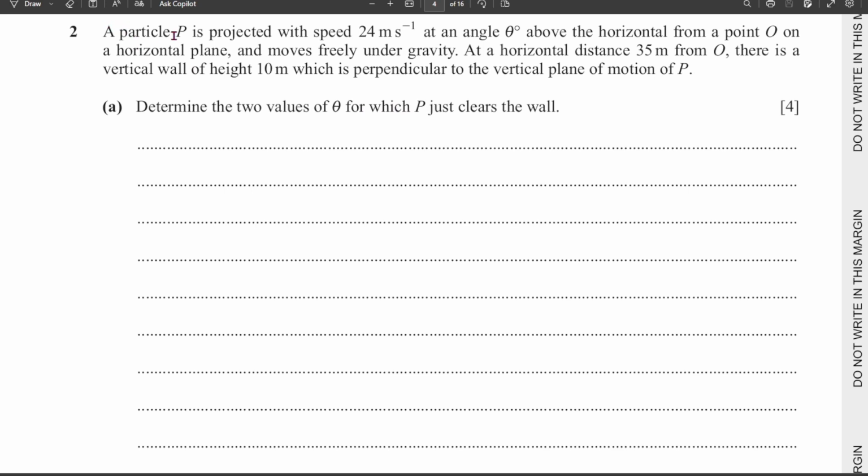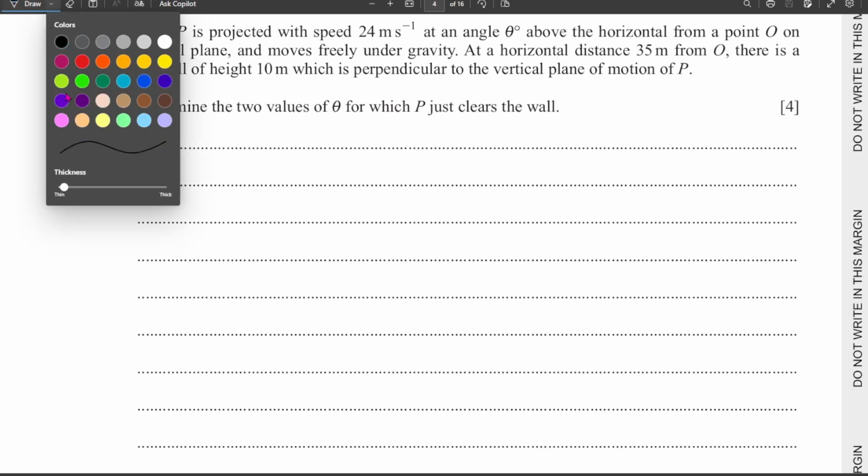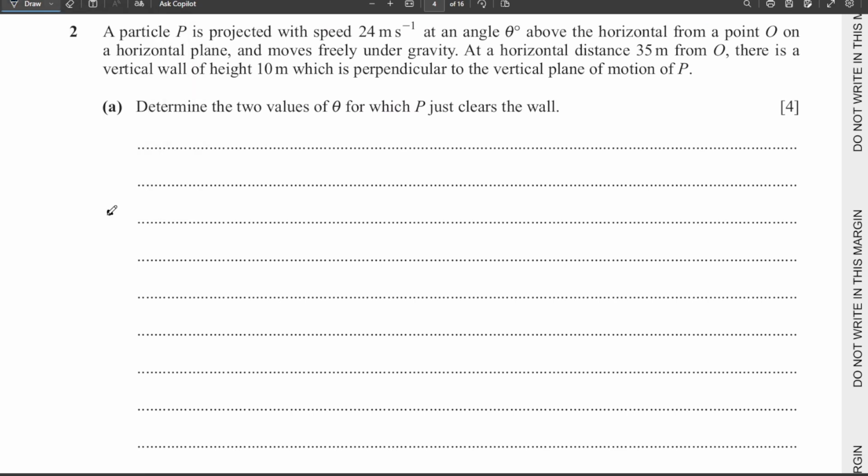Question 2 is about projectile motion, so you can try to sketch this out first. A particle P is projected with speed 24 meters per second at an angle theta above the horizontal from a point O. Let's say this is O and everything else is a horizontal plane, and it moves freely under gravity. At a horizontal distance of 35 meters, there is a vertical wall. So at Sx of 35 meters, there is a wall.